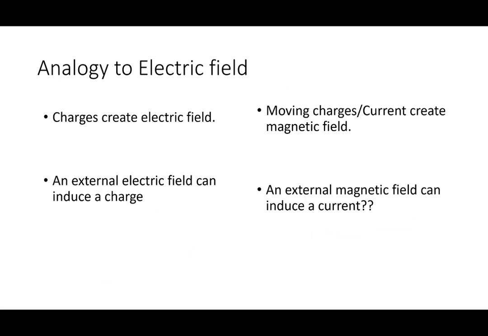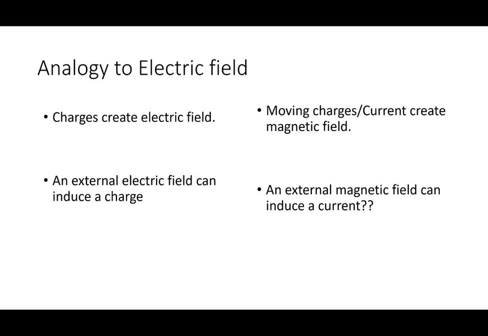We know that charges create electric field, and we also know that we can induce a charge by exposing things to an external electric field, right? It'll end up moving the charges and then separating the charges to induce a charge. So can we do the same thing with magnetic field? Since moving charges or current create magnetic field, can an external magnetic field induce a current? That's kind of the question we're going to go for.